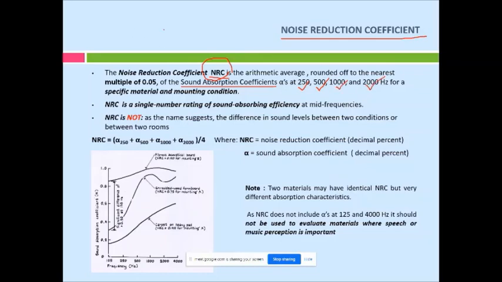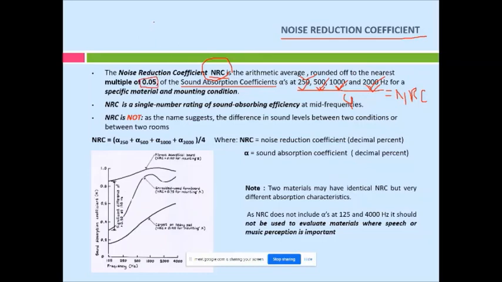We have seen the particular sound absorber was performing differently at different frequency, right? The alpha value was different for different frequency. So we will take alpha value for 250 Hz, then 500 Hz, 1000 Hz and 2000 Hz, and then we do an arithmetic average, that means divided by 4. So that will be NRC. So you can say NRC is the average of sound absorption coefficient at 250 Hz, 500 Hz, 1000 Hz and 2000 Hz. And then we will round it off to 0.05.